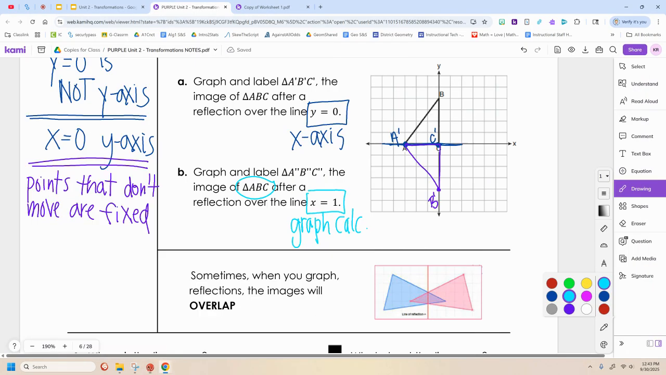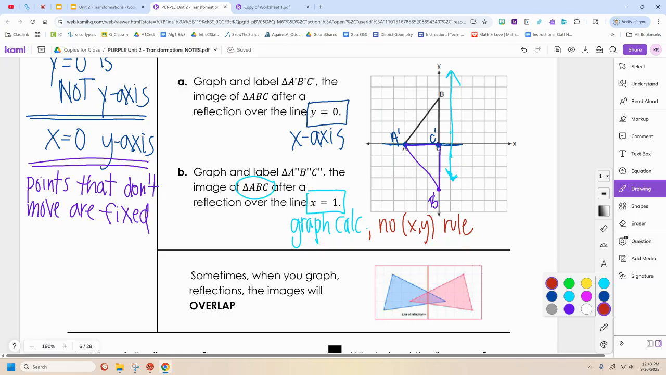So back to our picture. We're going to draw our line up here at x equals 1. There's our line of reflection. And now this just requires careful counting. There is no x, y rule for these. When you're on random lines, x equals a number, y equals a number, there's no rule.